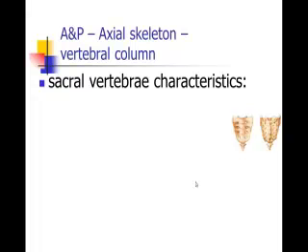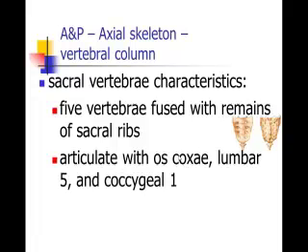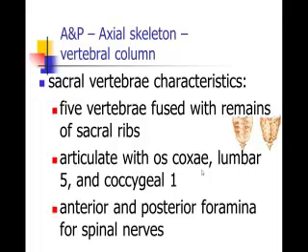Sacral vertebrae are unusual because they're all fused, okay? And it's not just 5 fused vertebrae, but also sacral ribs that are part of the sacrum. It's going to articulate laterally with the os coxa. It's going to articulate superiorly with lumbar 5 and inferiorly with coccygeal 1. We have anterior and posterior sacral foramina also. So instead of having the intervertebral foramina going out laterally where the spinal nerves would leave, the spinal nerves leave both anteriorly and posteriorly from the sacrum.